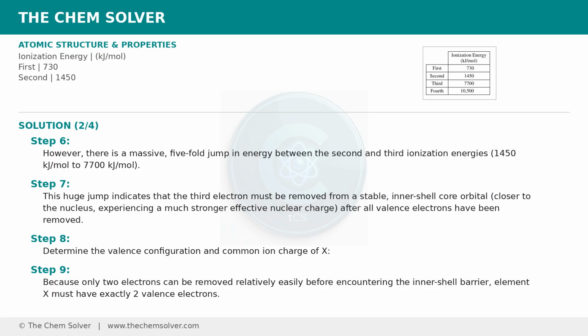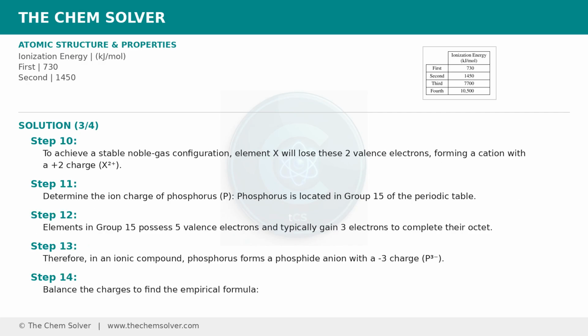Determine the valence configuration and common ion charge of X. Because only 2 electrons can be removed relatively easily before encountering the inner shell barrier, element X must have exactly 2 valence electrons. To achieve a stable noble gas configuration, element X will lose these 2 valence electrons, forming a cation with a +2 charge, X^2+.